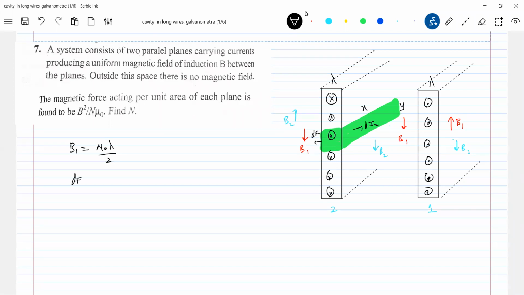So what is dF? The force acting on that green color shaded strip. dF should be equal to B1 into dI2 into the length, which will be X. What is dI2? dI2 can be written as lambda into Y. Similarly, what is the value of B2? B2 is equal to mu naught lambda by 2. So lambda you can write as 2B2 by mu naught.